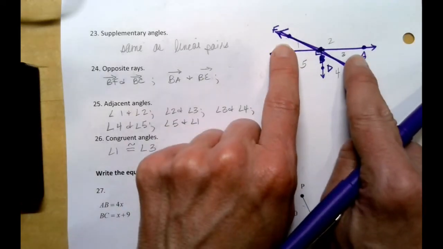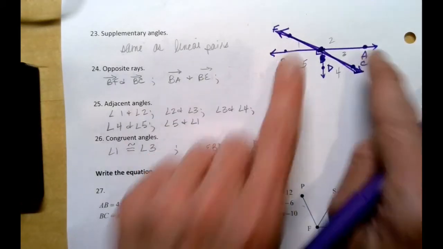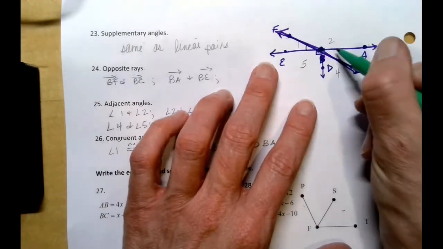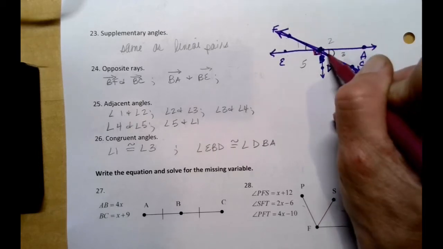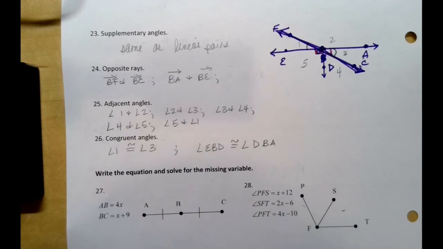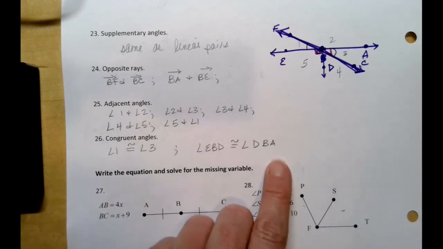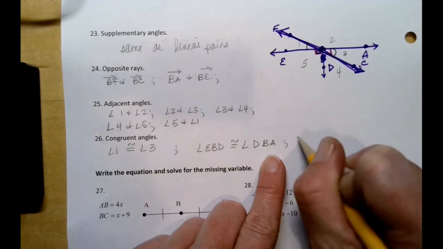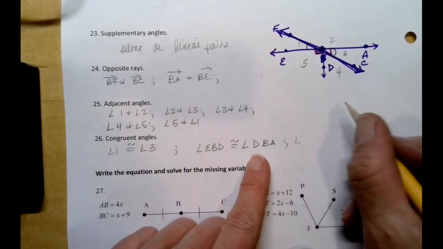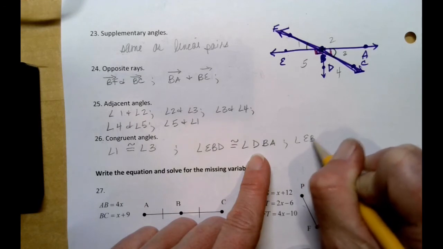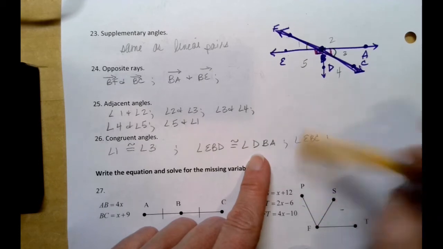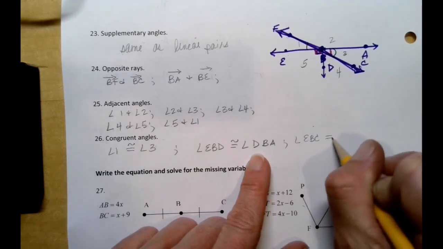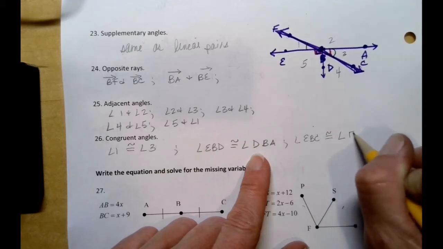My congruent angles, we'll go ahead and have 1 and 3 are congruent because they're vertical angles. We can go ahead and say that EBD and ABD are congruent because they are both right angles. And you know what? There's one more. Let's talk about angle EBC, this big obtuse angle here, and this obtuse angle here. We can say that EBC is going to be congruent to angle FBA.